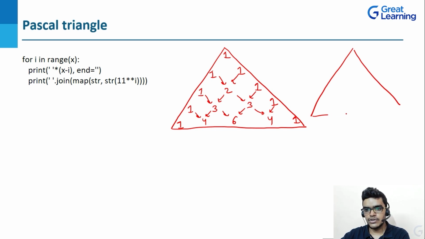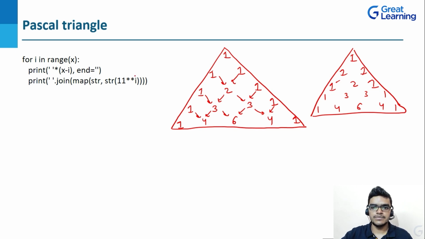let's create a logic for this. So this triangle will look like this, and then 1 3 3 1, and then it will be looking like 1 4 6 4 1, right?